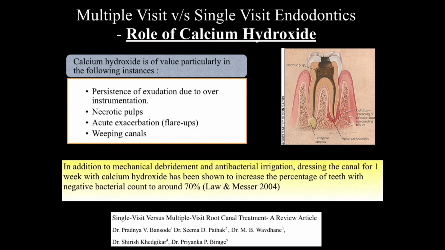In a study by Law and Messer et al., it was seen that in addition to mechanical debridement and antibacterial irrigation, dressing the canal for 1 week with calcium hydroxide has been shown to increase the percentage of teeth with negative bacterial count to around 70%.